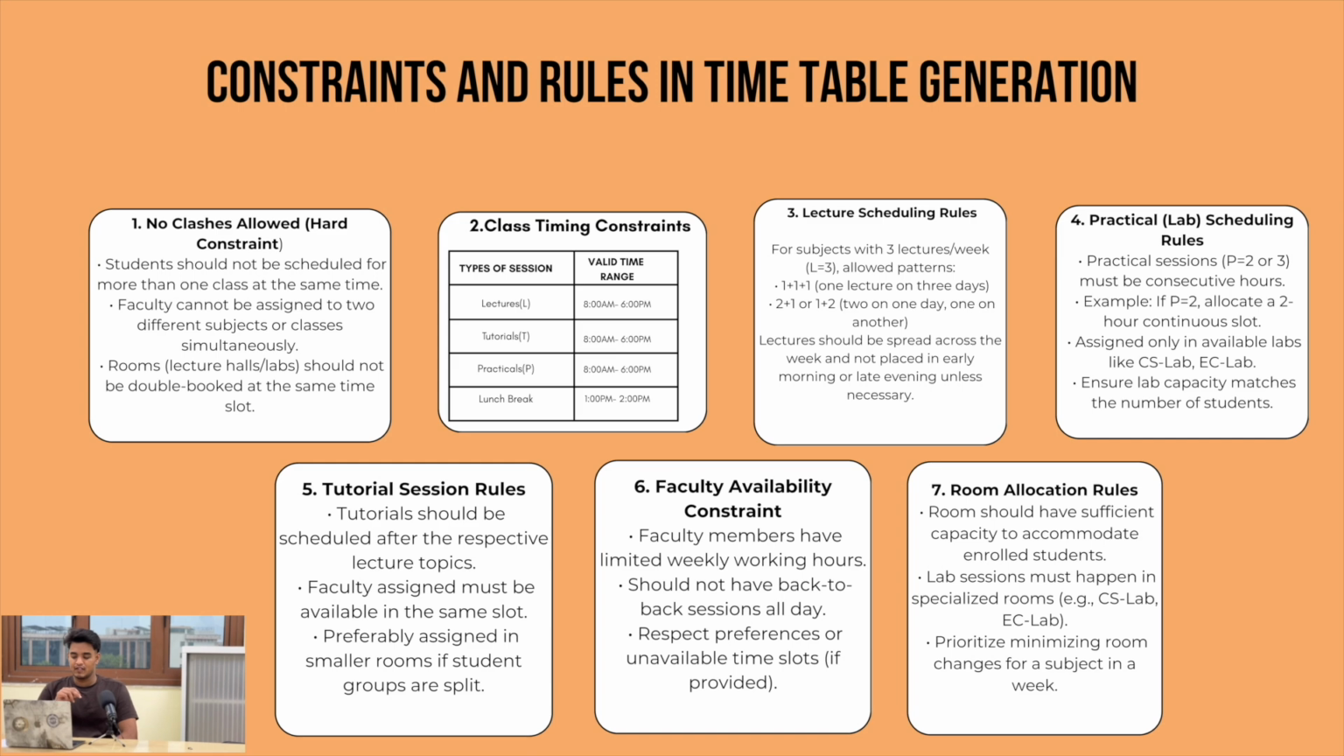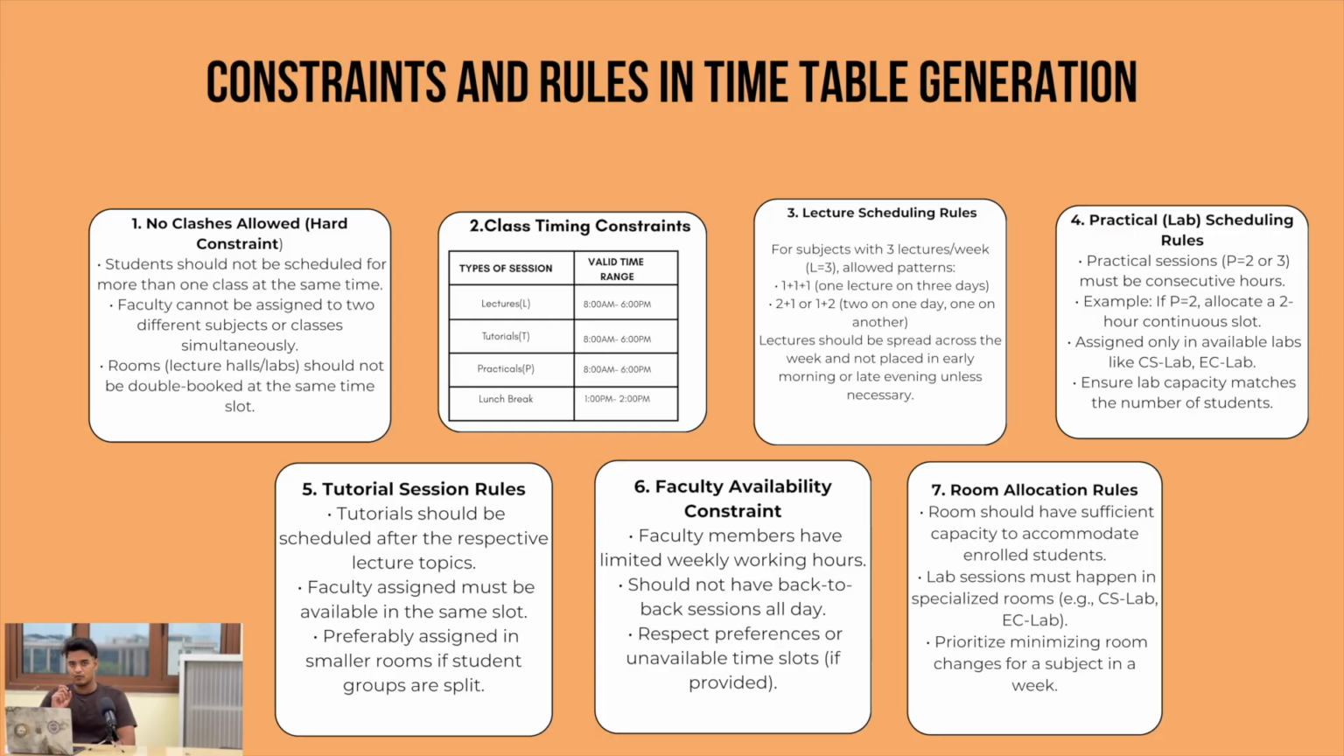Tutorials should be scheduled after the respective lecture topics, and the faculty assigned must be available in the same slot. Faculty availability constraint: faculty members have limited weekly working hours, so we have to choose wisely, and we should respect their preferences and unavailable time slots. Seventh is room allocation rules. A room should have sufficient capacity to accommodate all the students.